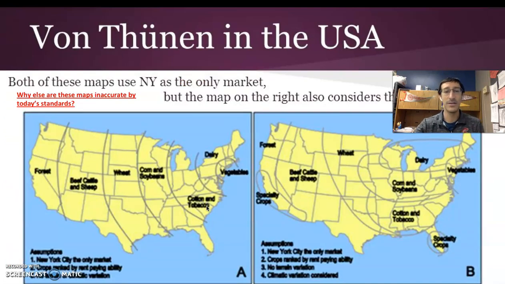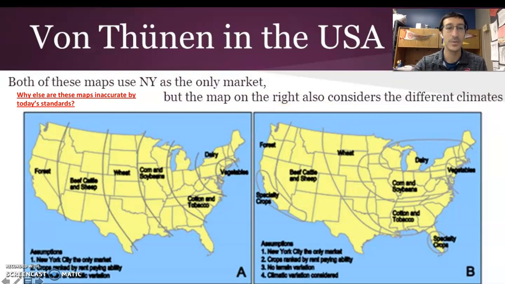So the idea of the von Thunen map is a very precise idea here. It's obviously not true, but you're using the United States with the von Thunen model. I found this online a few years back. But it's the idea that New York is the only market. Okay, assuming that New York is the only market that you're going to be selling things to, crops are ranked by their rent-paying ability, and obviously there's no climate or terrain variation under these assumptions.